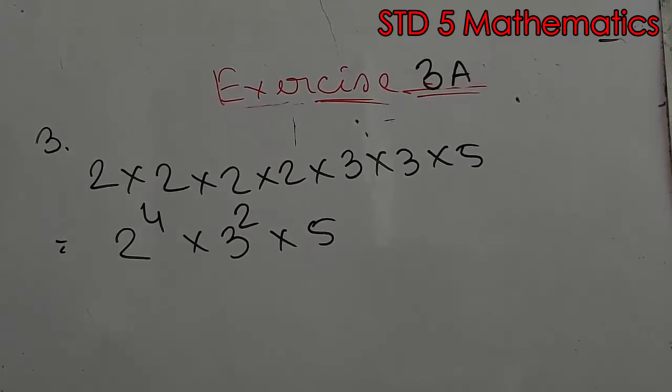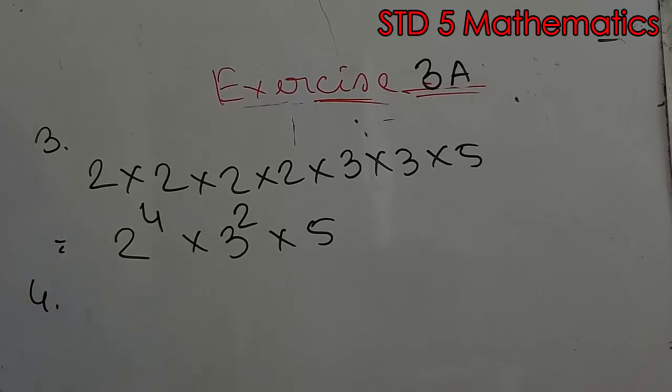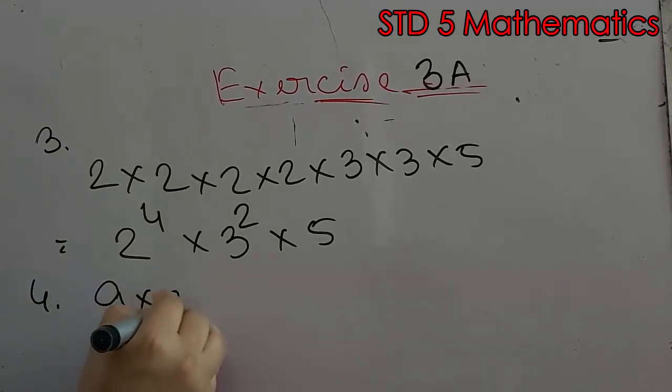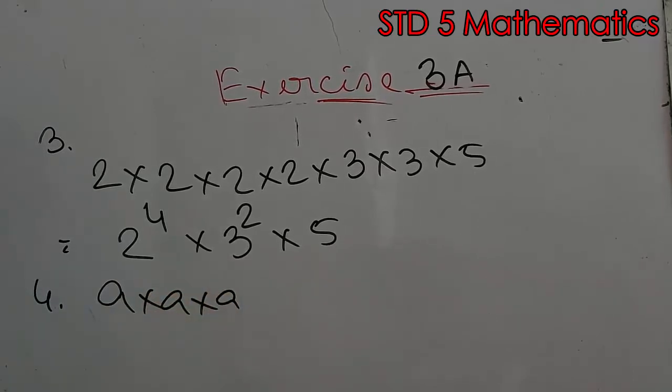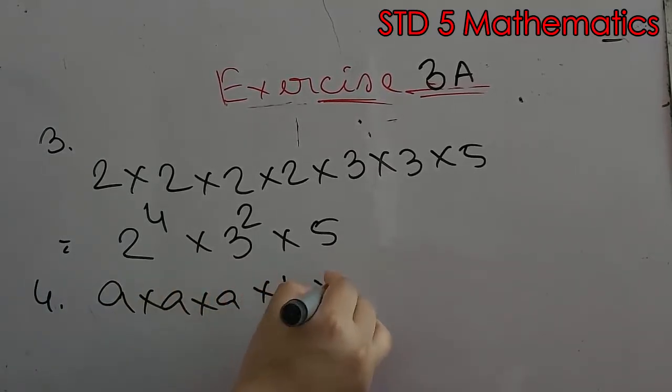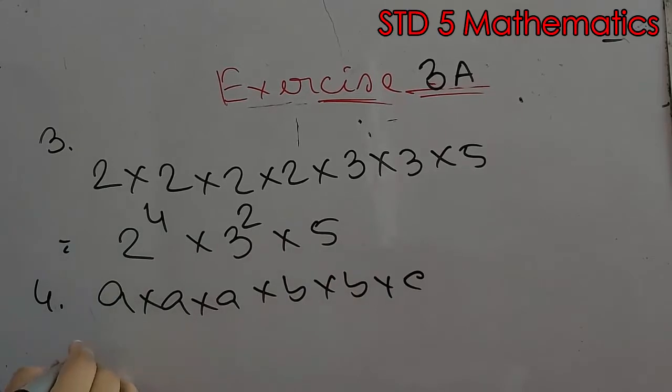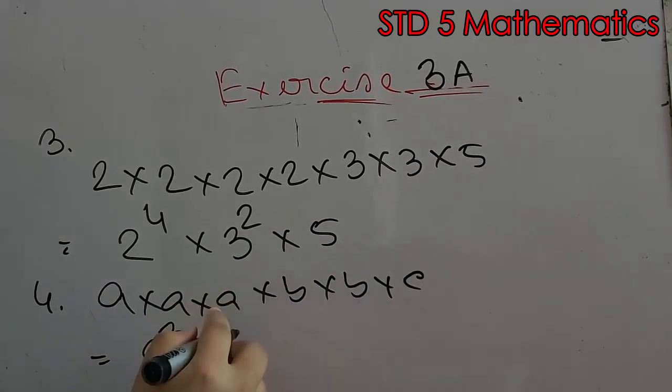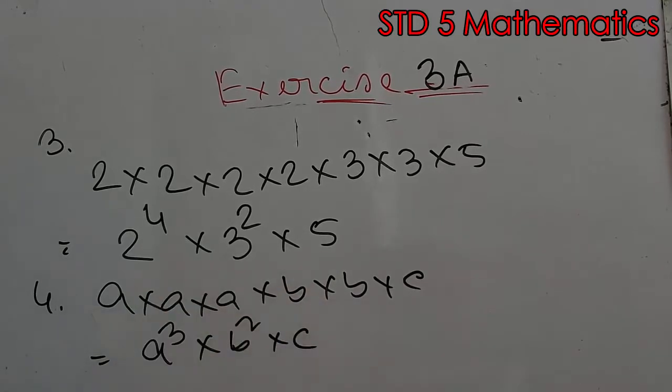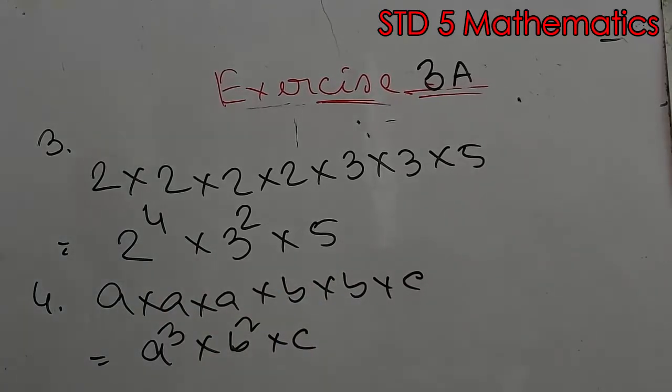Now, number 4. Number 4, similar type of problem. We have to convert this one into index form. That is A into A into A into B into B into B into B into C. There is A into A into A, that means A cube, into B into B, that means B square, into C. Very simple one.